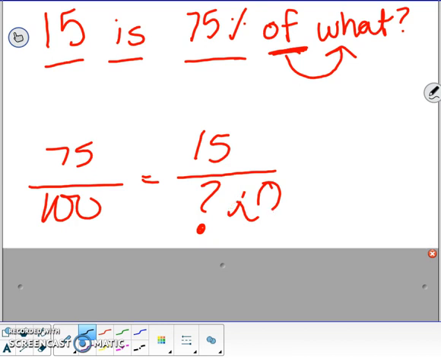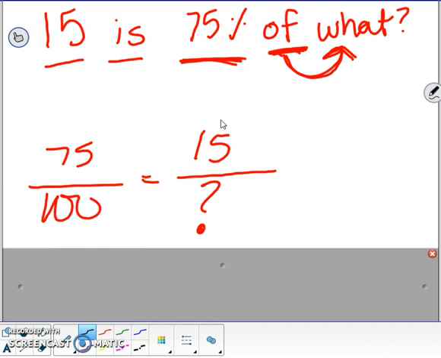Okay, so when you set your proportions up, you have 75%, that one was the easy one. If you ever see a percent sign, you always know you've already got one of your proportions: 75 out of 100. And we figured that we do not know what the whole is. Of what means that that is the unknown amount. 15 is 75% of what? Okay, so that should have been your proportion. Then you can cross multiply and divide to figure out what goes here.